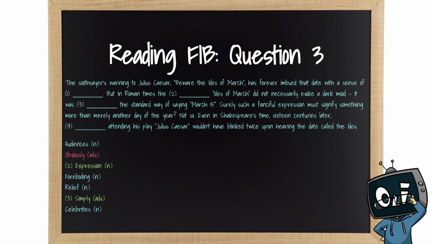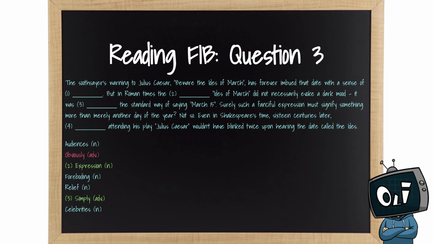The passage was saying that the Ides of March is something you should look out for, but then it goes on to explain that it was simply a way of saying March 15th, which makes perfect sense. For the fourth blank, I don't think you need to be a celebrity to watch Shakespeare's plays, so audiences is the correct answer. Going back to the first blank, we're looking for a word with a negative tone to fit the context.